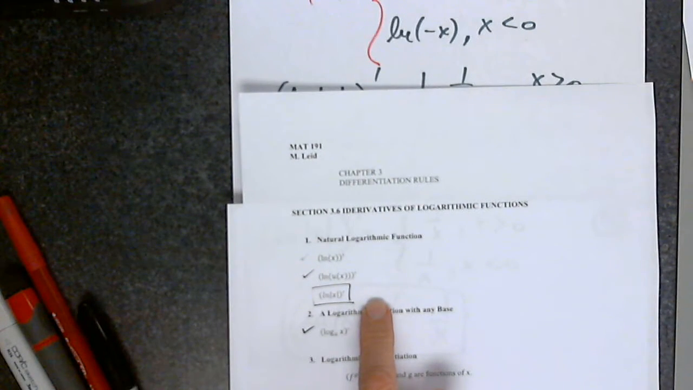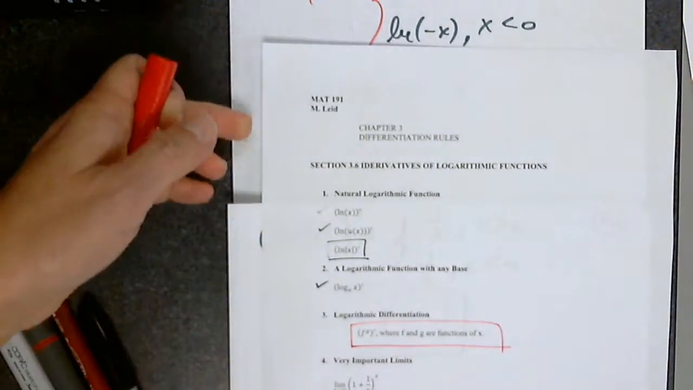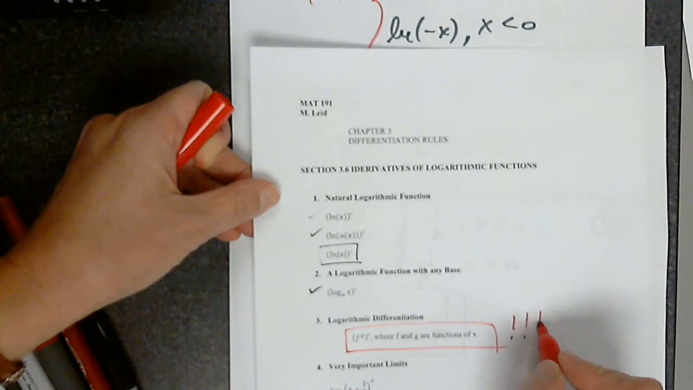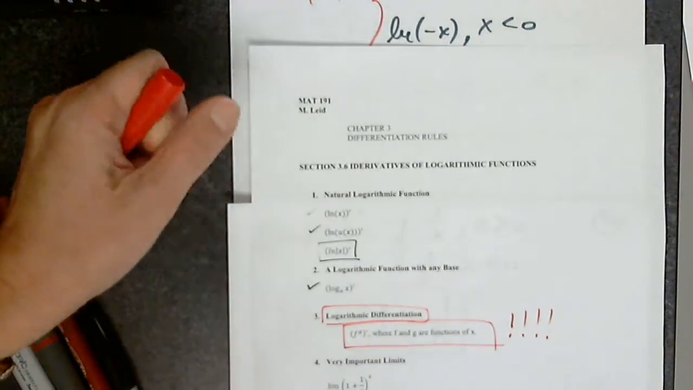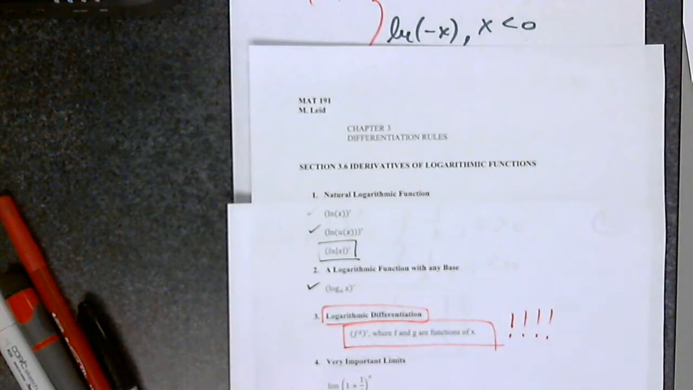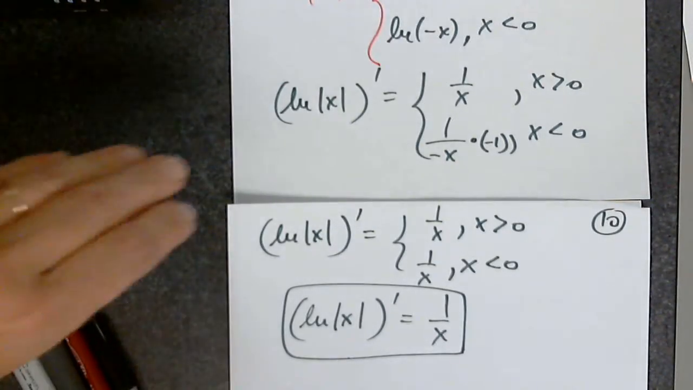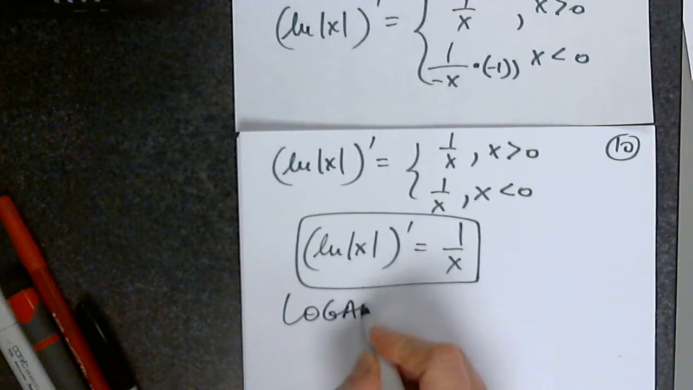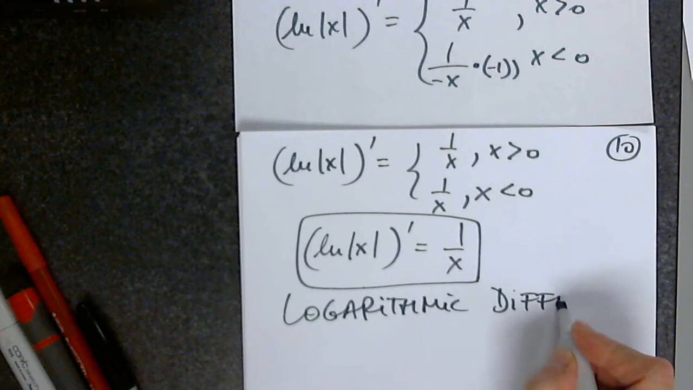It's 1 over x. Now all this is a section by itself. All of section 3.6 is a section by itself because of this. It's called logarithmic differentiation. And then we have to look at two limits, and then we can continue. Okay, ready? So the next title is logarithmic differentiation.